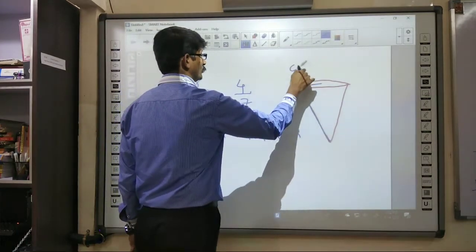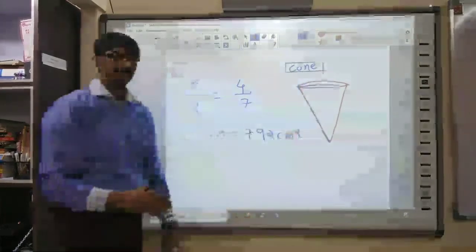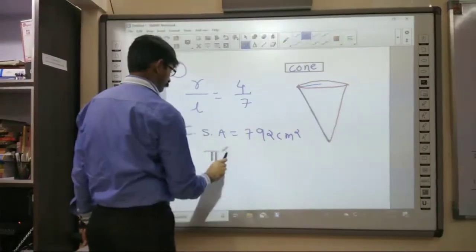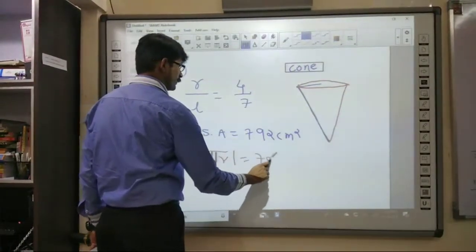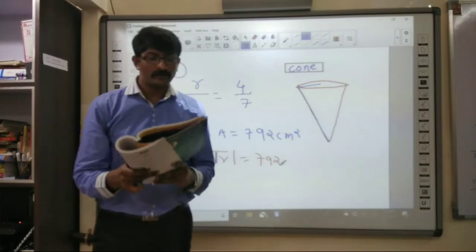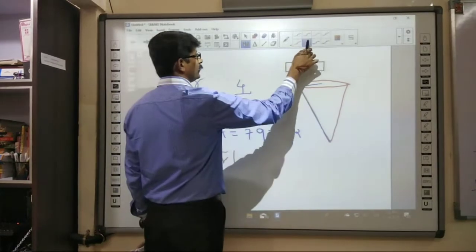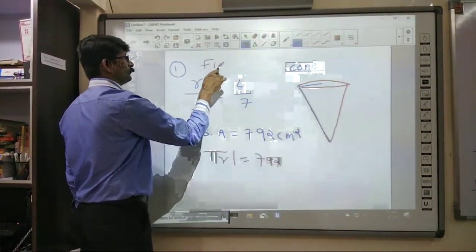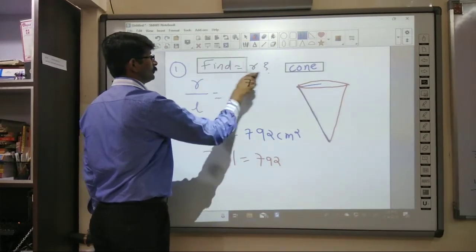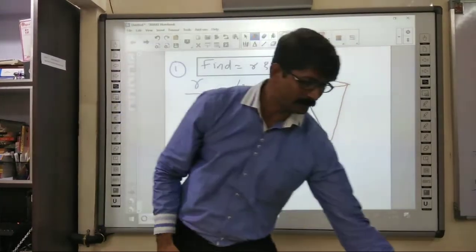This is basically a cone. So what is the cone's curved surface area? Of course, it's pi r L, which equals 792. Students, check in the sum in case pi is mentioned. It is not mentioned. And what is the given task? Find the radius. We have to find the radius. That is our sum's task. And now how are you going to find the radius?